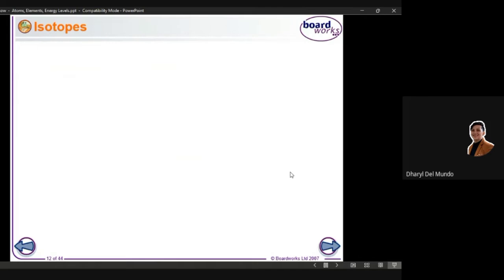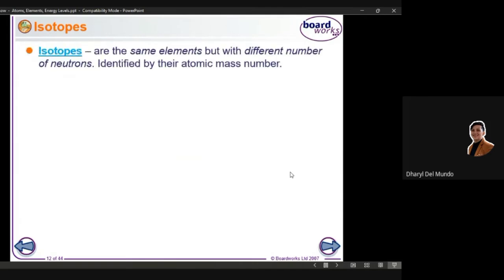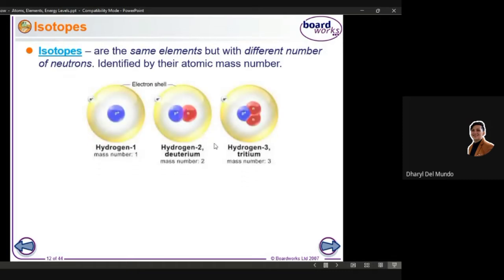Now let's go to isotopes. Isotopes are the same elements but with different numbers of neutrons, identified by their atomic mass number. So isotopes can be this one. Okay, this is an example of isotopes. These are isotopes of hydrogen. Hydrogen 1, hydrogen 2, and hydrogen 3. The same element but with different numbers of neutrons. You can identify them by their atomic mass number.